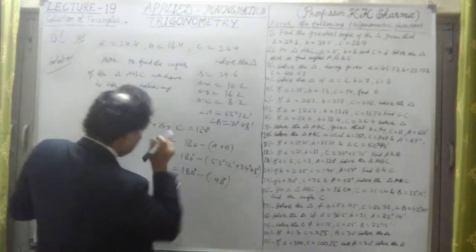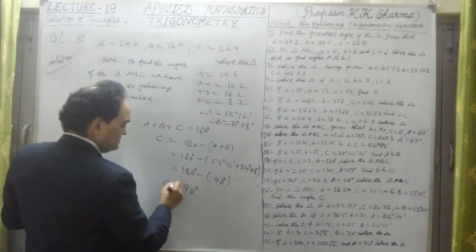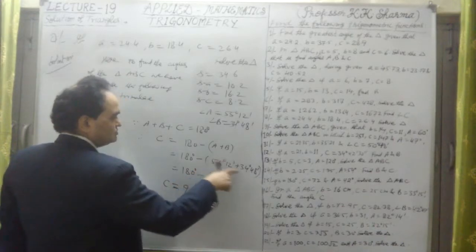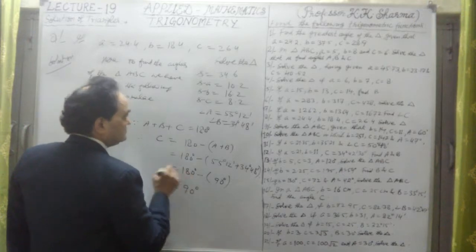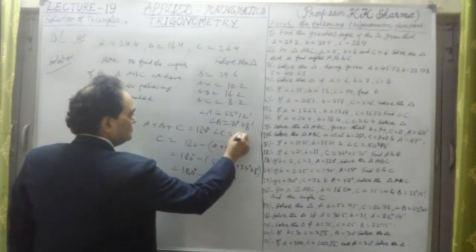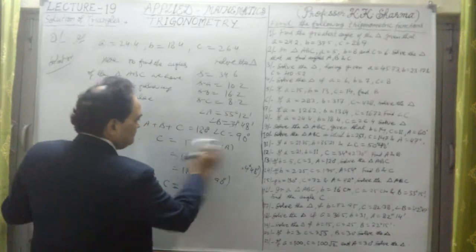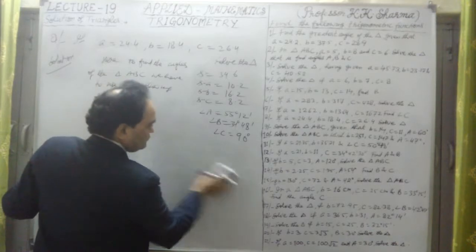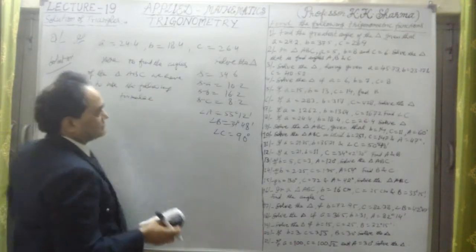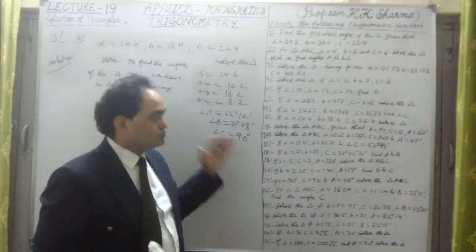Therefore, angle C is 90 degrees. The sum of these two angles is 90, so angle C is 90 degrees here. This is a right angle triangle. This is the solution of this triangle. Now, question number 8 is completed. This is the process of solving the triangles.